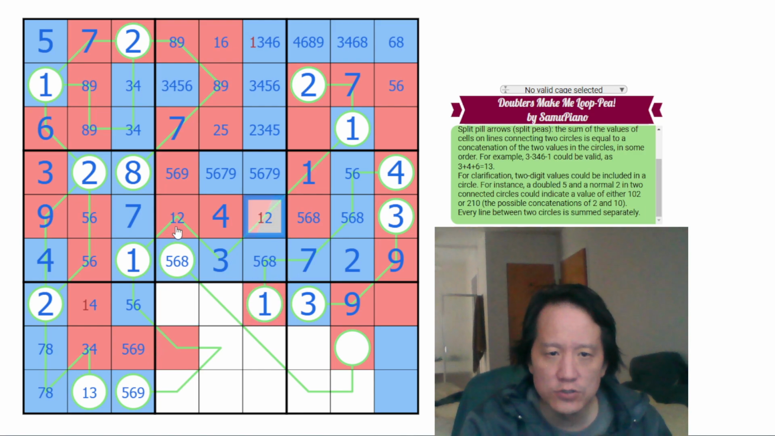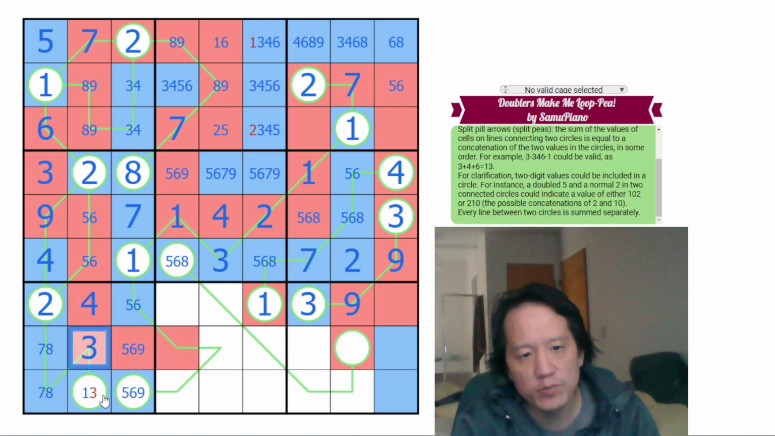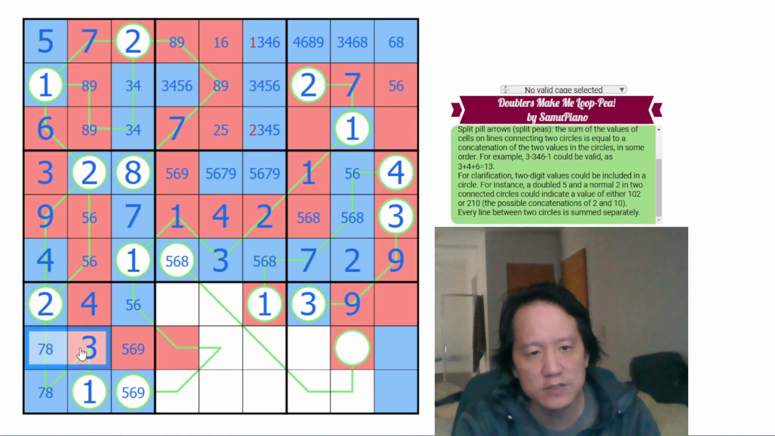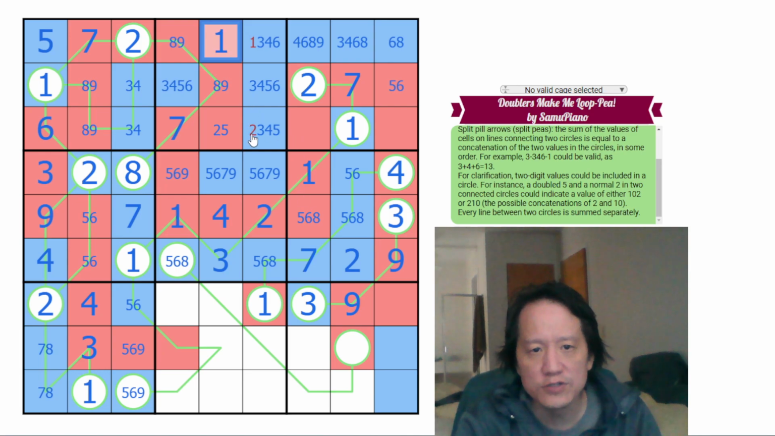Which means this is 2. Whoops. This is a 2. This is a 1 from Sudoku. This is a 4 because of Sudoku, which makes that a 3 because of Sudoku, a 1 because this is 6 plus 7 plus 8, which adds up to 21. So this is a 1 because of Sudoku. This can't be 2, so this is a 2 because of Sudoku. No 2, no 1.